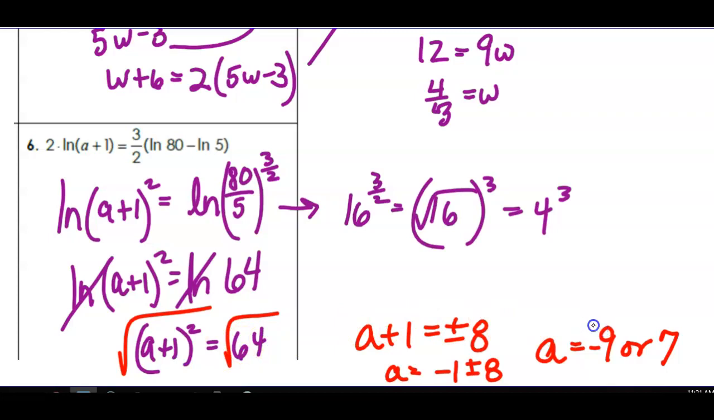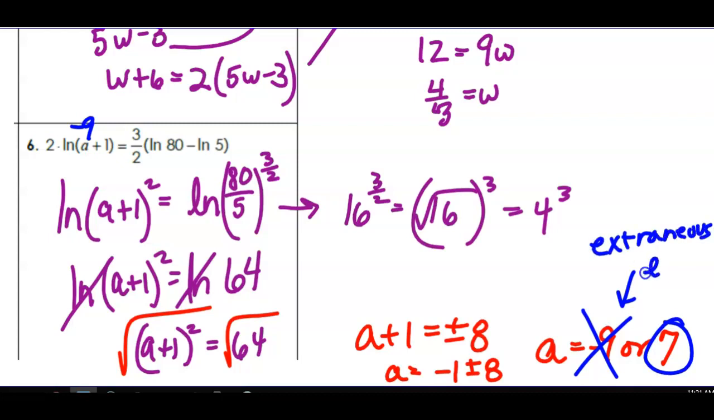Uh-oh, we finally get to throw an answer away. If I put a -9 back in here, I will have natural log of -8, which you cannot do. Okay? So this one is garbage. Only this one works. This is extraneous. So you can't take the natural log of -9 plus 1. All right.